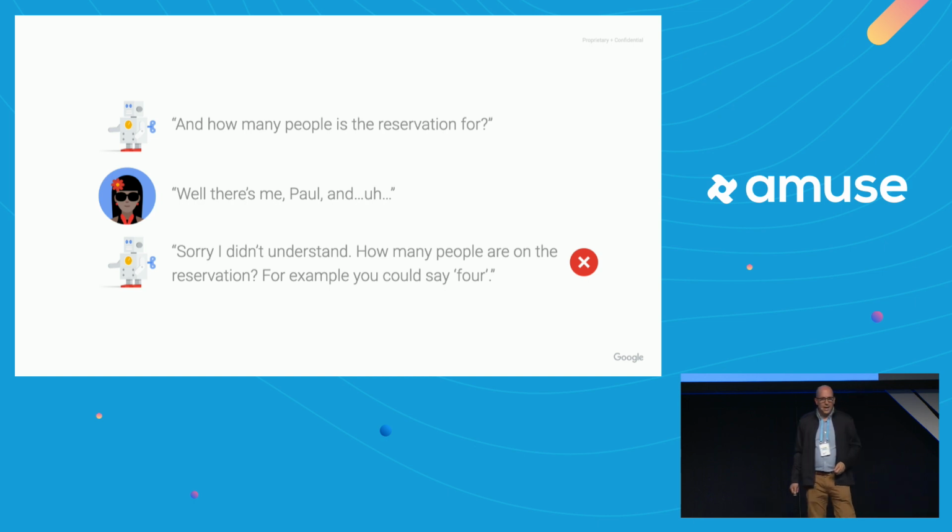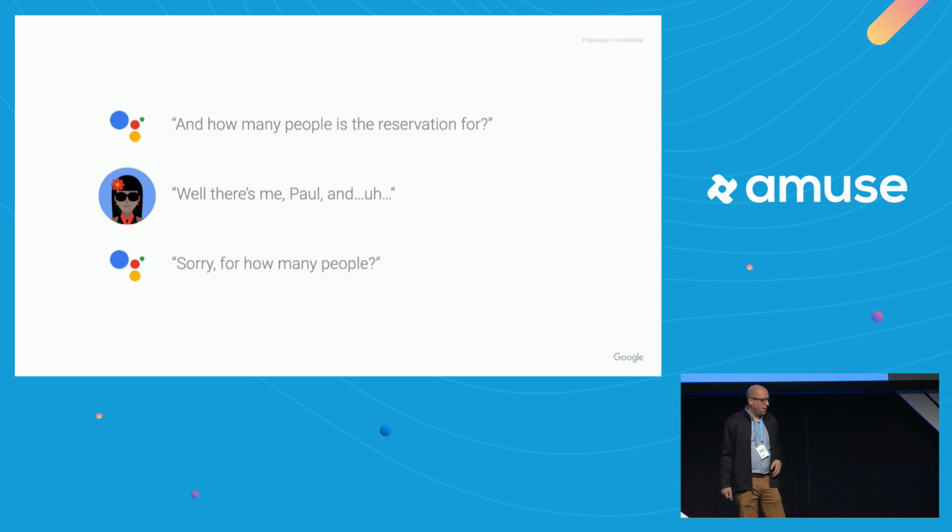So also, we don't have to give too much information when we come back and try and help the person. So we don't have to say something like, sorry, I didn't understand. How many people are on the reservation? For example, you could say 4. Maybe we can just do what we call a rapid reprompt, and right away just come back, say, sorry, for how many people? Maybe the first time that's going to be good enough.